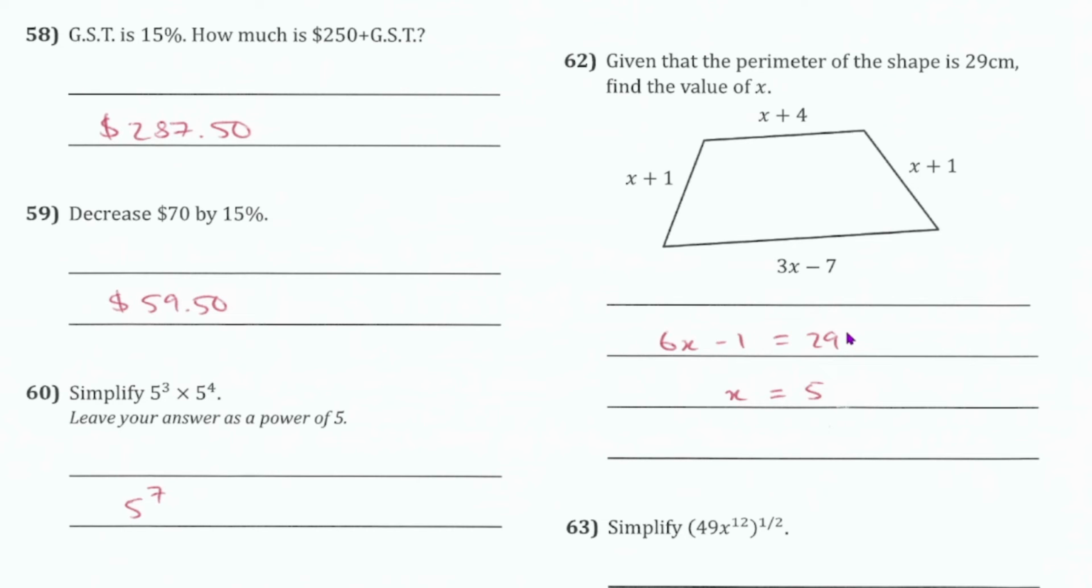If we add 1 to both sides, you end up with 6x is equal to 30. So 6 times some number equals 30. Well, if we divide both numbers by 6, we find that x is equal to 5 centimeters.